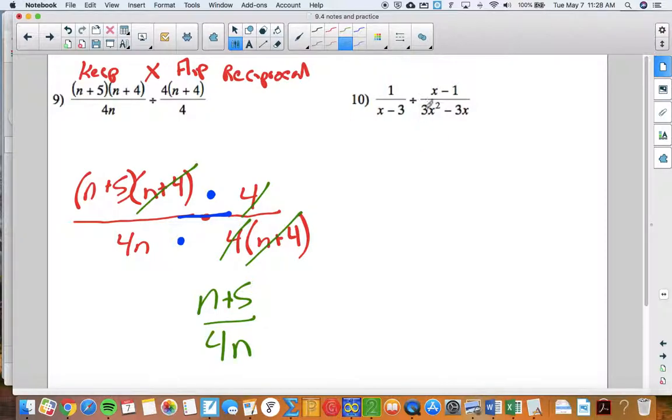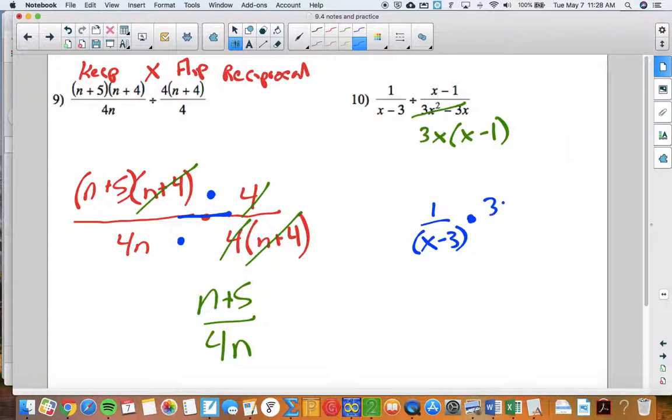Next one. You know what? Maybe before I flip it, maybe I'll take out a 3x from the bottom. So now I keep the first fraction as it is. So I'm going to have 1 over x minus 3. I'm going to put that in parentheses since I'm going to be multiplying that, changing the division to multiplication, and flip the bottom to the top and the top to the bottom.